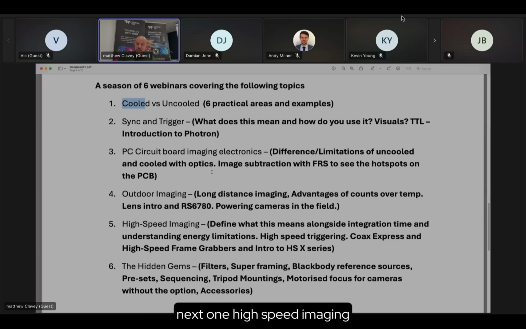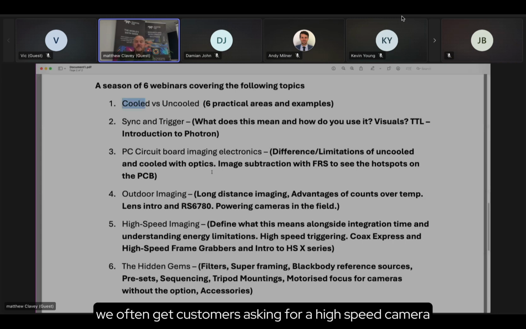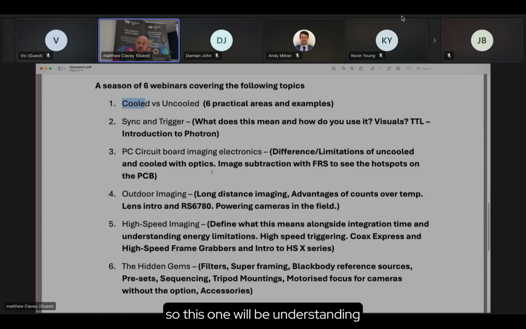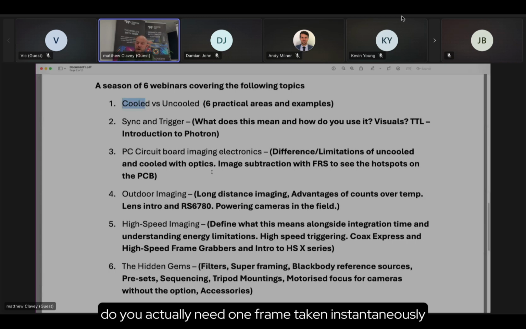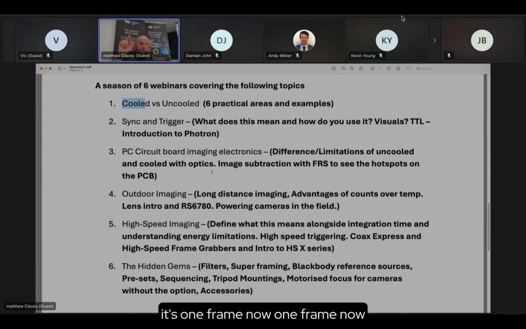Next one, high-speed imaging. So we often get customers asking for a high-speed camera, but really we need to understand what that means. So this one will be understanding, do you mean 1,000 frames per second, 10,000 frames per second, or do you actually need one frame taken instantaneously? So for example, in the example of a jet turbine with the blades going round, it's one frame now, one frame now, one frame now. So it's really understanding the terminology and what the hardware can do.